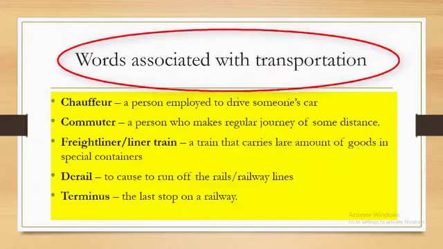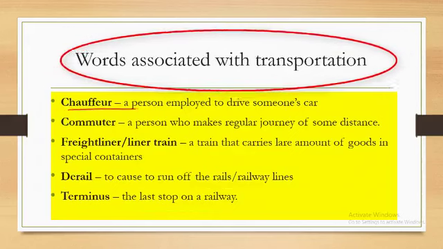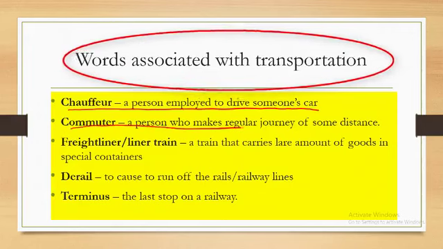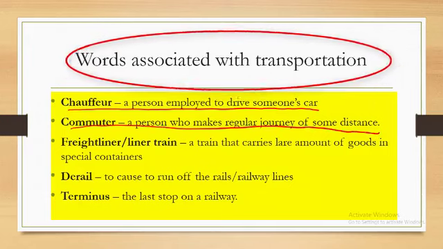Then we have a chauffeur. A chauffeur is somebody who you employ to drive your car for you. Okay, that's the chauffeur, or who you call a driver. Right, then we have a commuter. A commuter is somebody who makes a regular journey of some distance. That is, you travel from Serekunda to Brikama, there in Gambia, regularly. That is what you call a commuter.